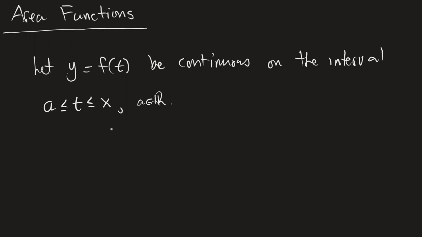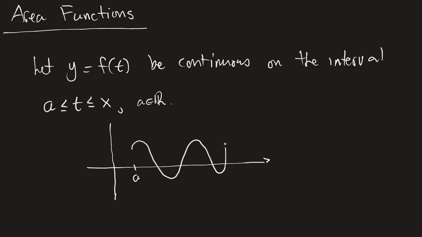So let me kind of sketch what one of these functions might look like. And to make it as general as possible, let's say this is a, and here is my function, something like that. This is y equals f of t. In fact, let me go ahead and extend the horizontal axis all the way out. So this is your t-axis, and then this is your y-axis. So y is a function of t.